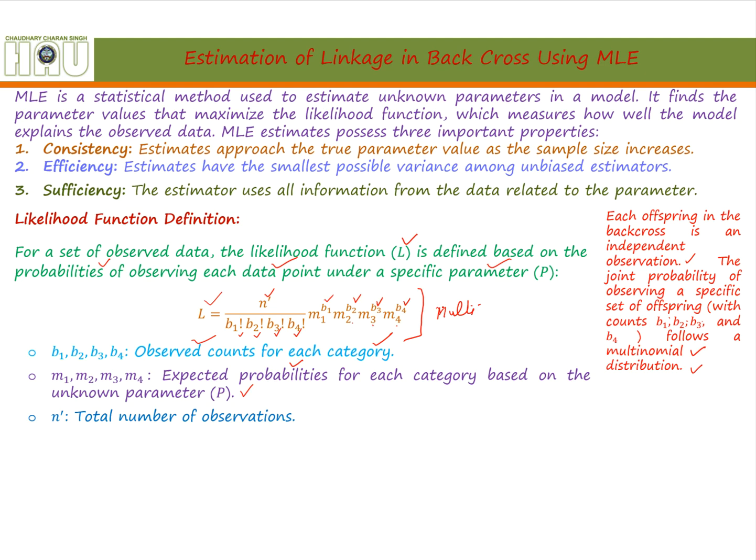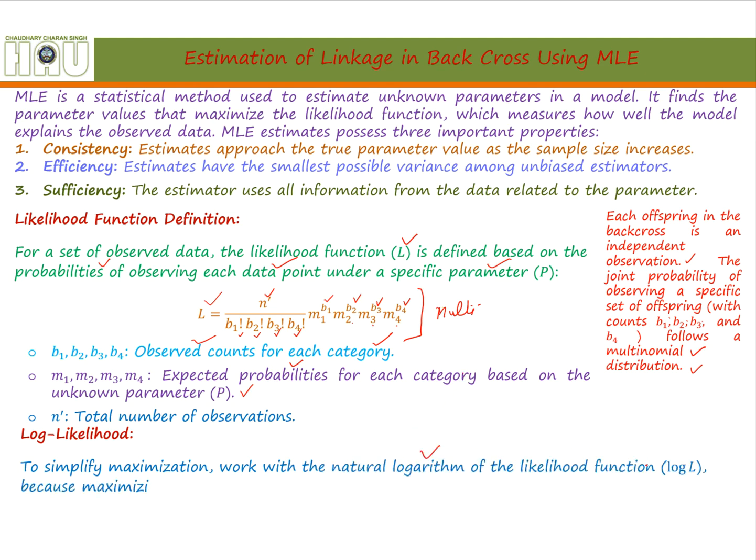Then this formula seems quite difficult because it involves powers and multiplication. So, in order to make it easy to estimate the parameter, we will take the log likelihood. Log likelihood: to simplify maximization, work with the natural logarithm of the likelihood function, that is log L, because maximizing log L is equivalent to maximizing L. So we will take log on both sides. What I will get? Log of L.